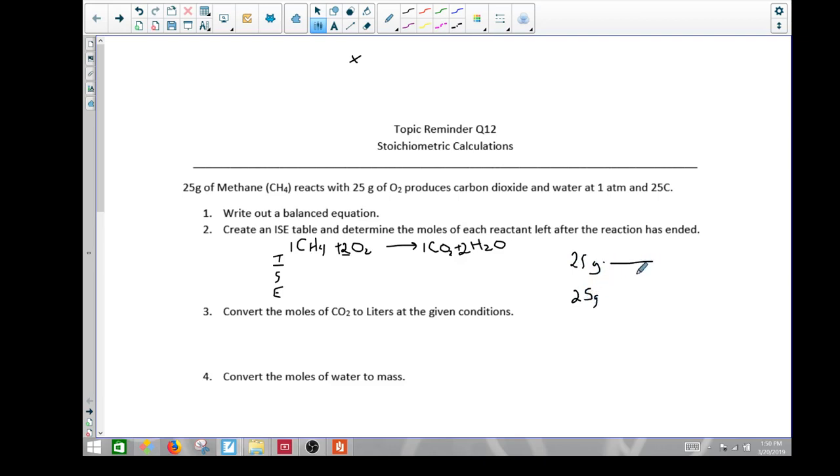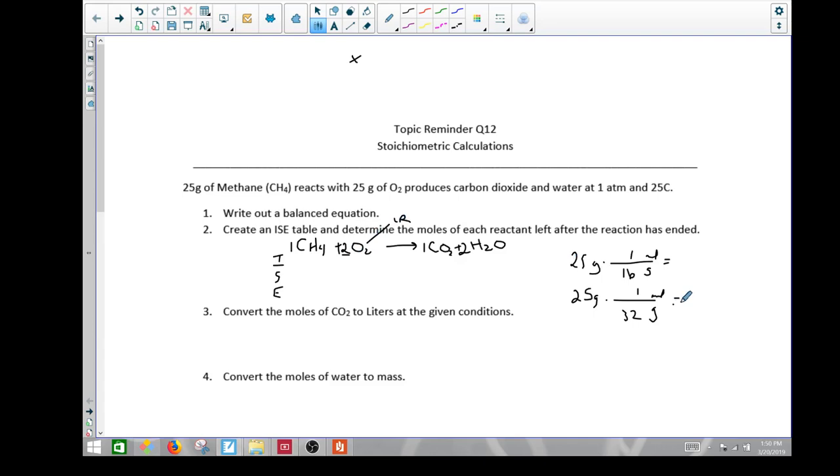The methane is going to be 25 grams, get rid of grams and go to moles. 1 mole is 16 grams. So I have more than 1 mole, not quite 2. The oxygen is 25 grams, get rid of grams and go to moles. 1 mole is equivalent to 32 grams. So I have less than 1 mole, and I'm using it faster. Right, I immediately think in my mind, this is my limiting reactant.